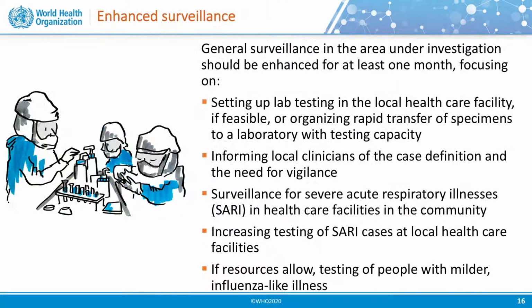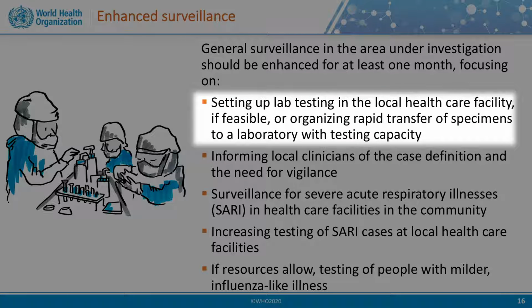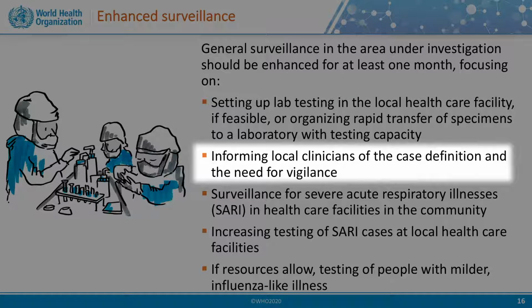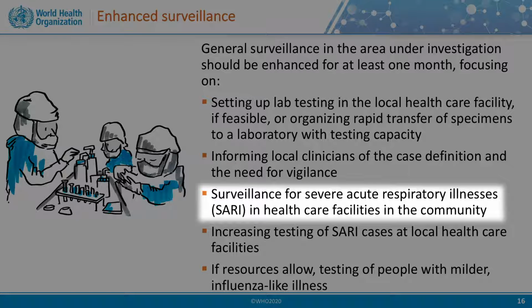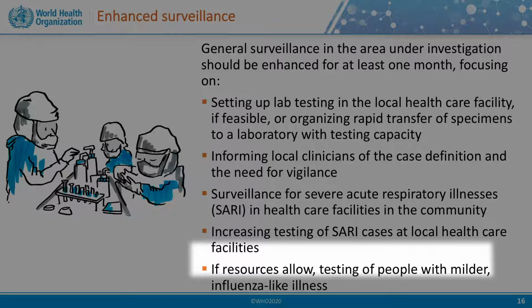It's also important to conduct enhanced surveillance. General surveillance in the area under investigation, meaning the area where you've identified cases, should be enhanced or increased for at least 1 month, focusing on setting up lab testing in local healthcare facilities, if feasible, and organizing the rapid transfer of specimens to laboratories that can conduct testing, informing local clinicians in the area of the case definition and the need for vigilance to identify further cases, to conduct surveillance for severe acute respiratory illnesses, or SARI, in healthcare facilities in the community, and increase testing of those patients with severe acute respiratory illness at local healthcare facilities. If resources allow, also test people with milder illness, such as those that have influenza-like illness.